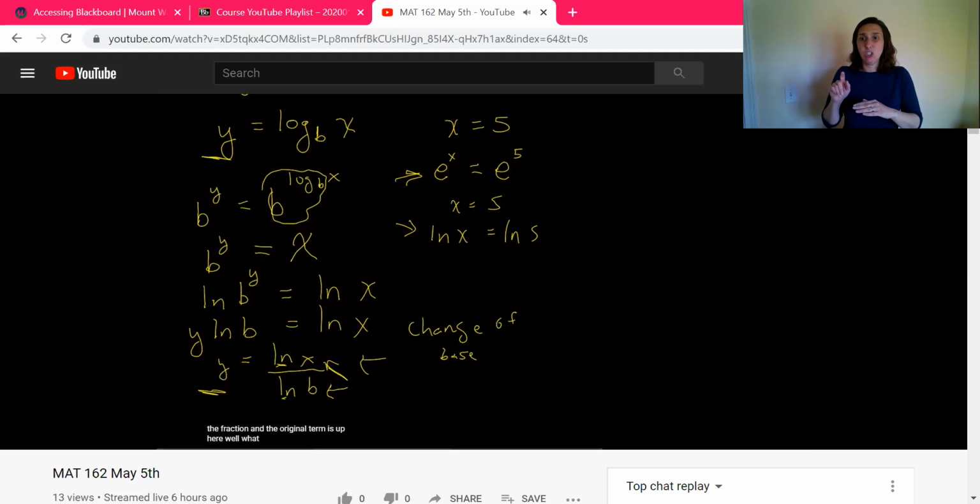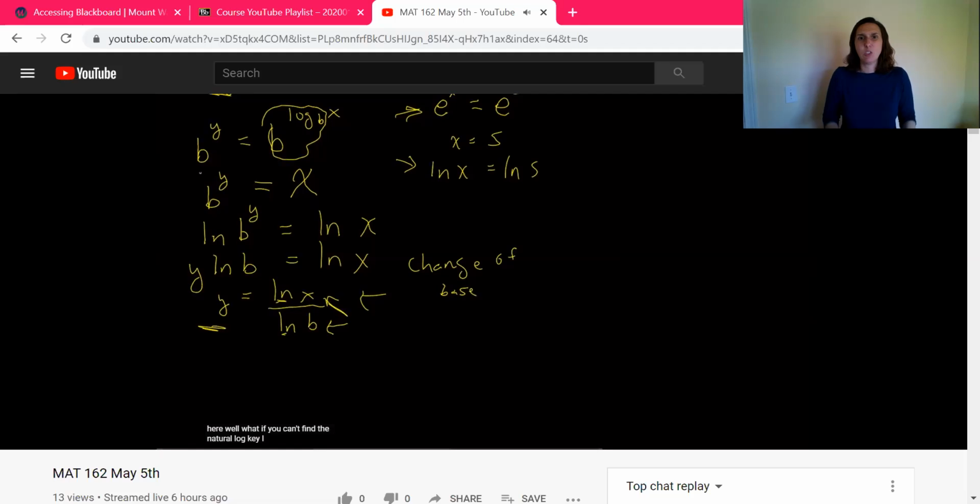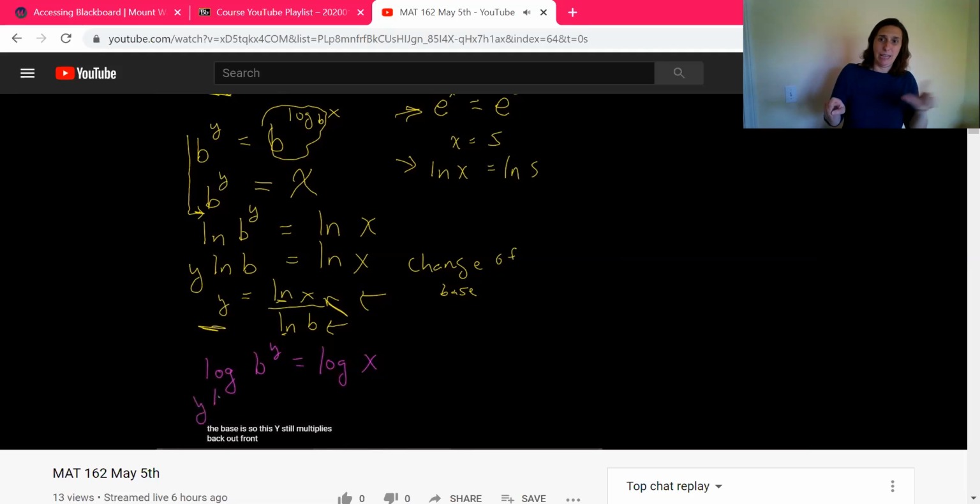Well, what if you can't find the natural log key? So I'm going to take all my steps down to here, and I'm going to change over to a pinky color. I'm going to come back with the b to the y equals x, and instead of taking the natural log, I'm going to take the common log. I'm going to take log base 10 of b to the y on this side, and whatever I do to one side, I do to the other. So I take log base 10 of x. My property of logarithms doesn't depend on the base, so this y still multiplies back out front here.